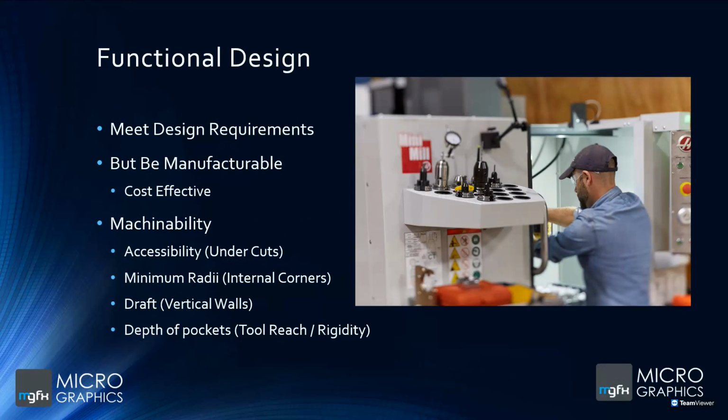So let's talk about functional design for a bit up front. When you have a requirement to design a component, that component is going to have to meet a specific function. It's going to do something. And so when designing in Fusion 360, we need to bear in mind the design requirement. We need to meet this functional design requirement for the component when modeling up.